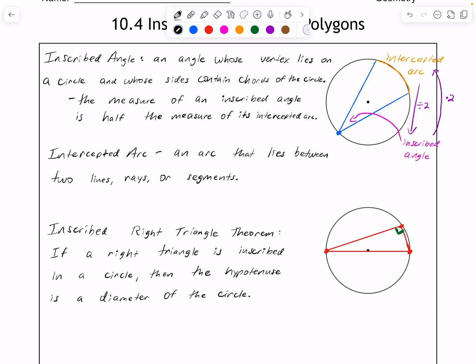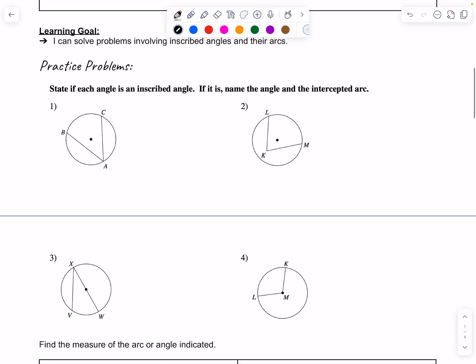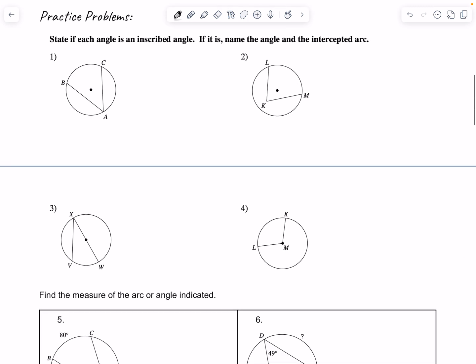All right, and then we have the inscribed right triangle theorem, where if a right triangle is inscribed in a circle, then the hypotenuse is the diameter of the circle. And we're going to go both ways with that. The converse of that is if the hypotenuse of this triangle inscribed on the circle is a diameter, then it is a right triangle. So we're going to go both ways. I'm going to use that converse in a question soon. Okay, so let's do some examples with those vocab, values, and theorem.